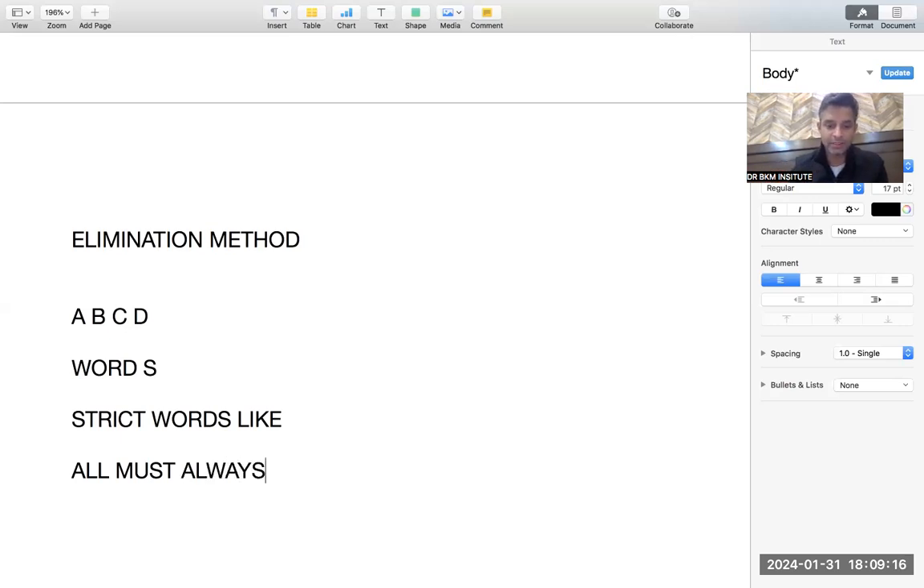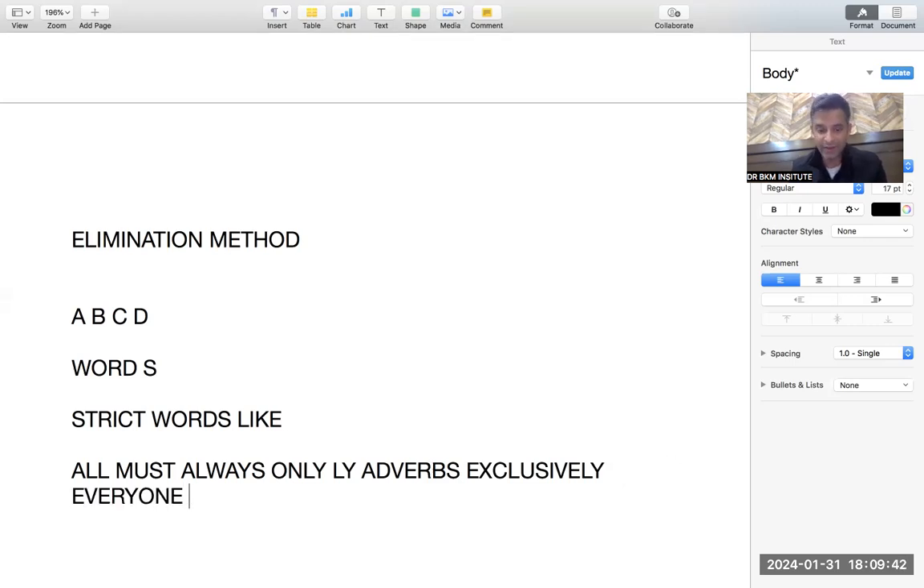Okay, always. Then other words: only, exclusively. LY words, adverbs, means only, exclusively, sharply, barely, hardly. Words like this should be eliminated. Okay, what else? Everyone, everything. Because what these options do, again to revise, this means all of the people do.